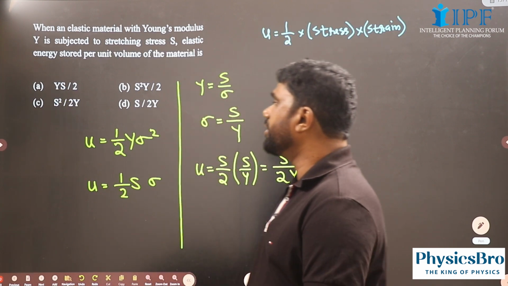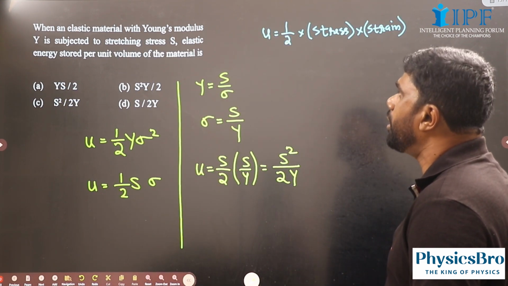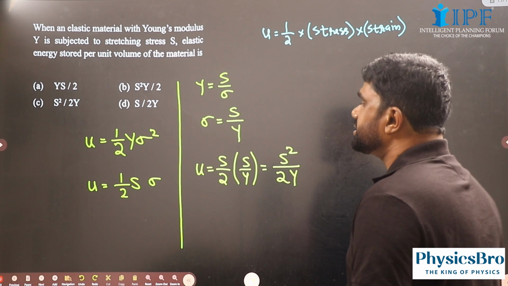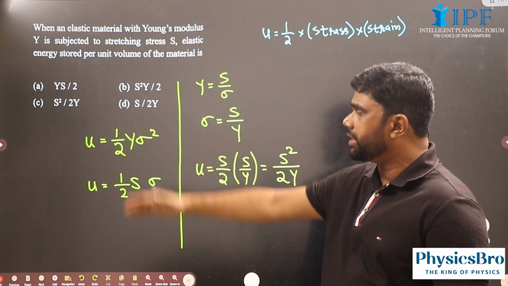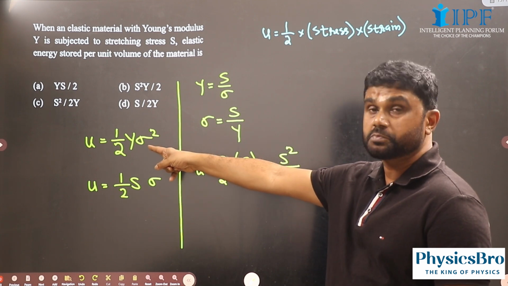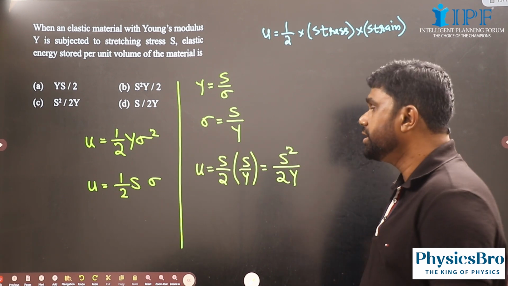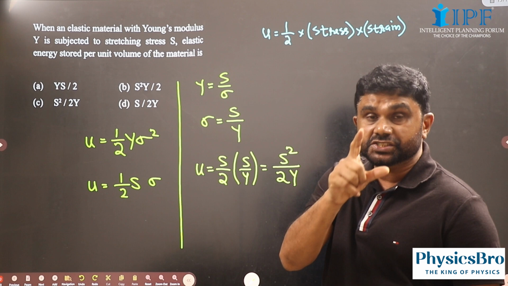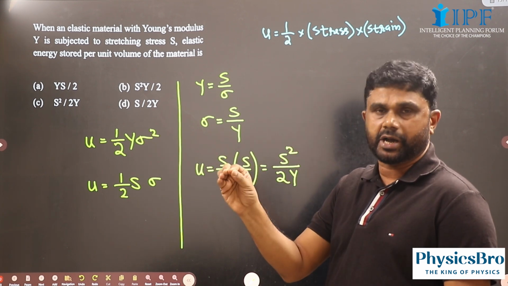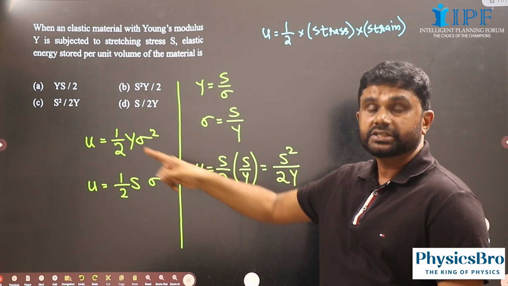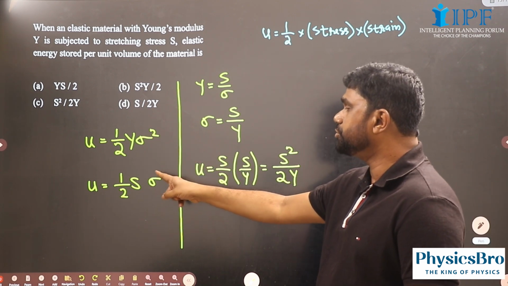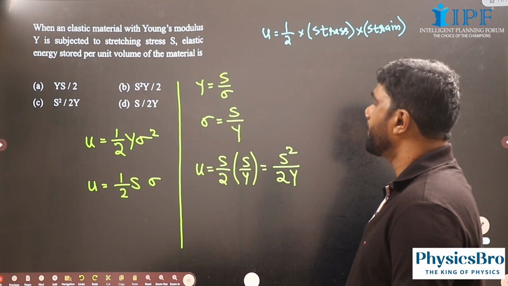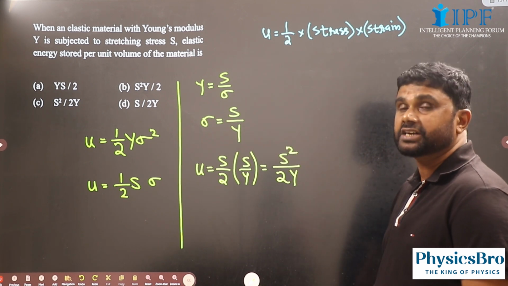Okay, now let's see what we have next. When an elastic material with a Young's modulus Y is subjected to stretching stress S, the elastic energy stored per unit volume. See, this is the formula for energy per unit volume, half Young's modulus, and this is a small letter sigma and it represents strain. So we can write this energy density as half Young's modulus into strain squared. Split this sigma square into sigma times sigma. Then Young's modulus into sigma will give you the stress. So half into stress into strain will give you the energy per unit volume, because Y equals stress by strain, and sigma will be stress over Young's modulus.